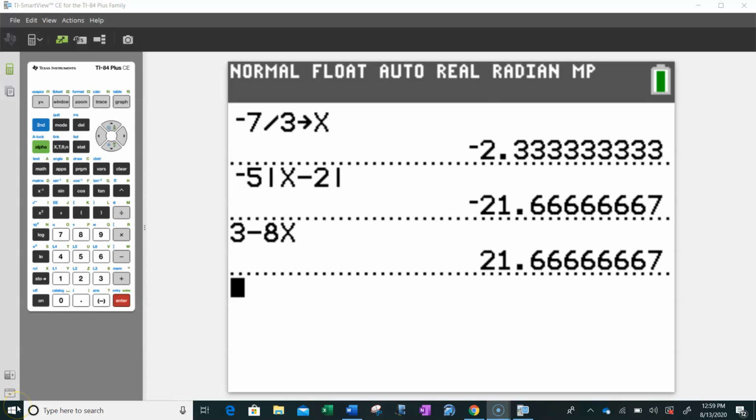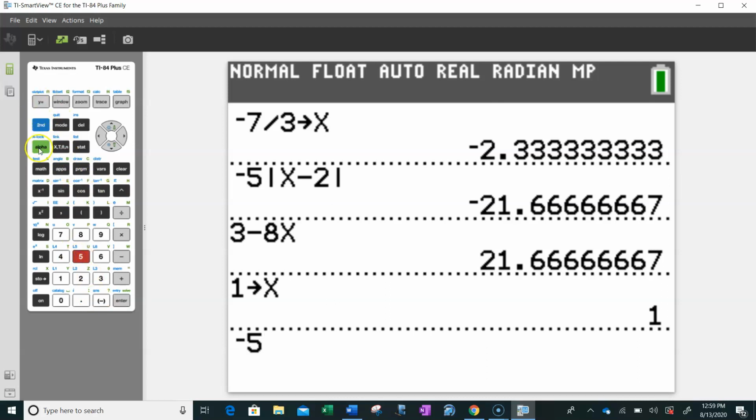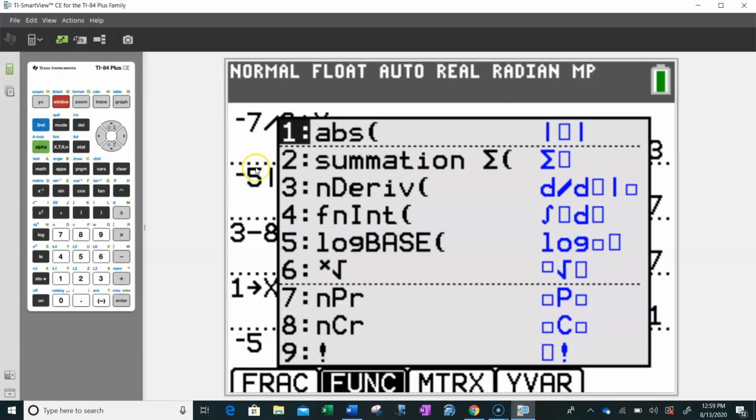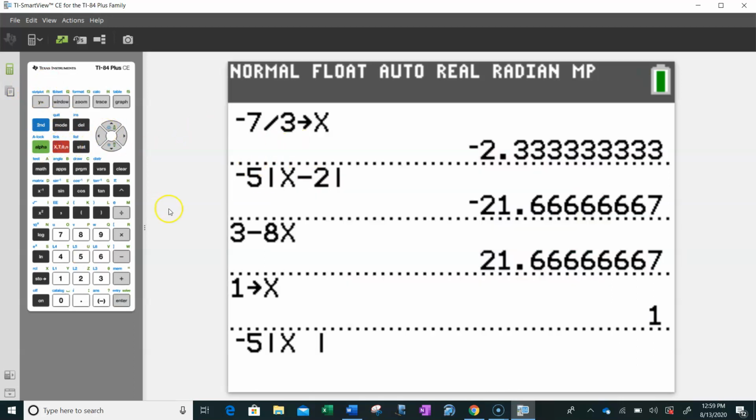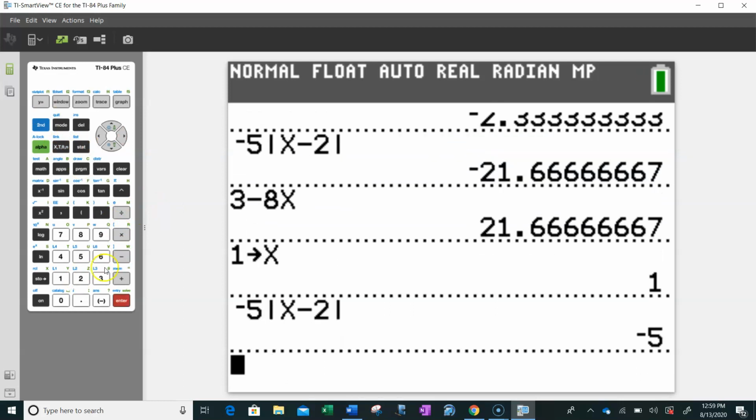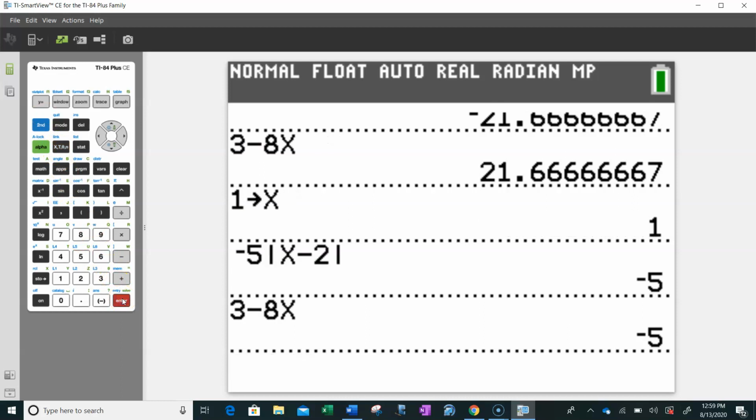So then check 1 the same way. So again, to walk you through this, you're just going to click 1, store for x. Press enter, and then just type in each side of the equation. So we have -5 times the absolute value of x minus 2, and then just arrow out, and it'll give you an answer, and then type in the other side, which is 3 minus 8x, and it also gives you -5. So because those come out to make both sides of the equation equal, we know that that answer or that solution works.